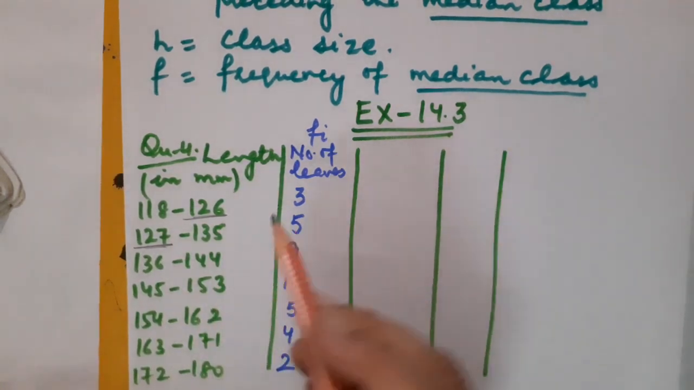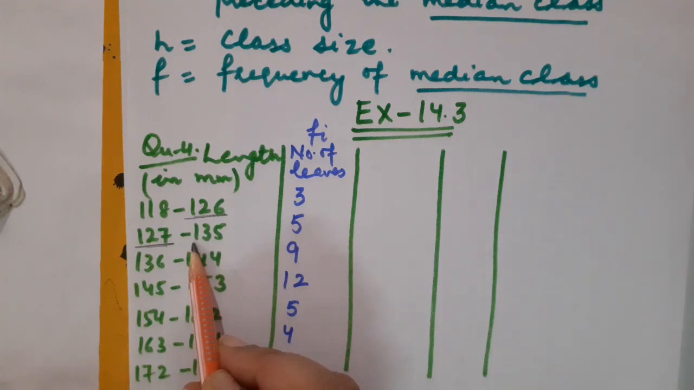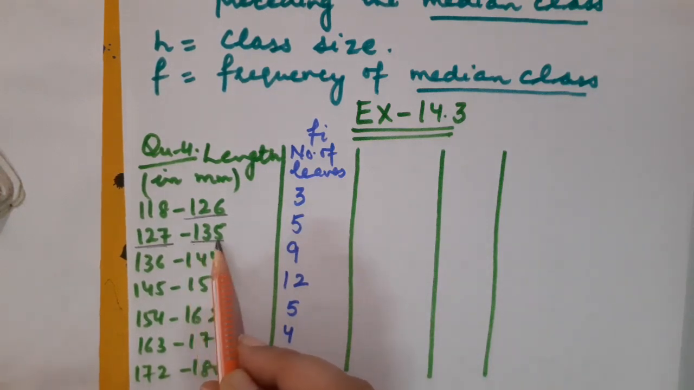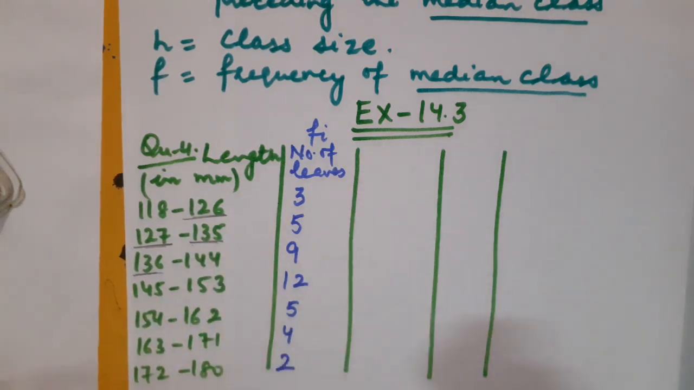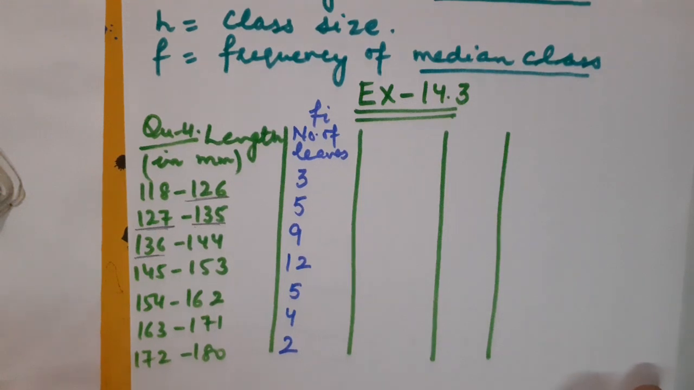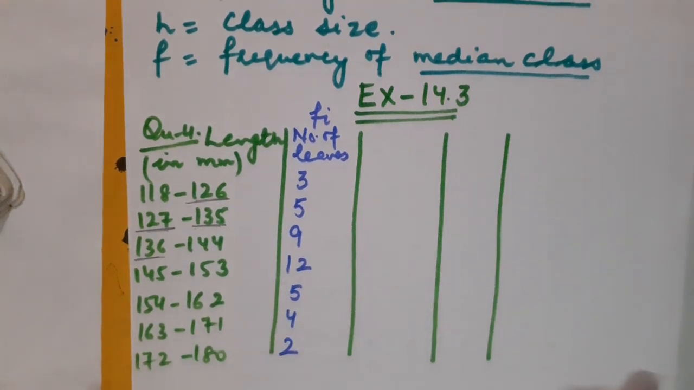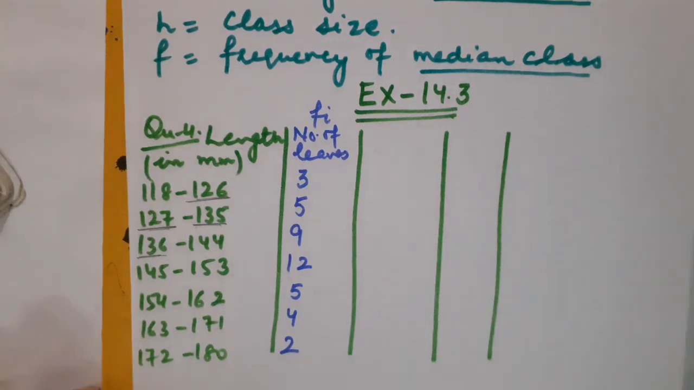Here you can see that for the second interval, the upper limit is 135, but the lower limit of the third interval is 136, means they are varying. So here the data is discontinuous. So how to make it continuous, this concept also you have learned in your class 9th. What is to be done for that?